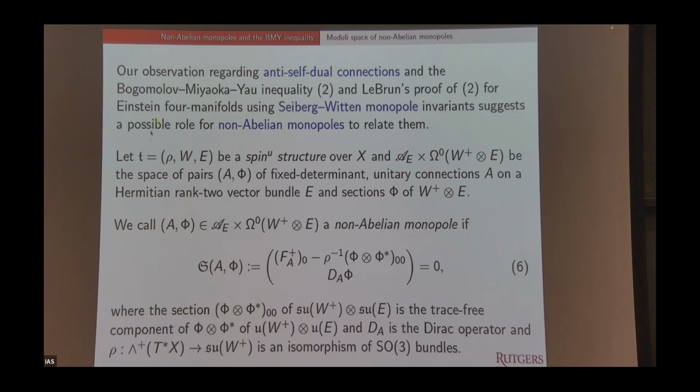Formally it looks very similar to the Seiberg-Witten equations. There's a Dirac operator. There are coupled spinors. So if you're familiar with the Seiberg-Witten equations, it's not a big leap to write these equations down. And there are equations for a pair, a connection A and a spinor, coupled equations.